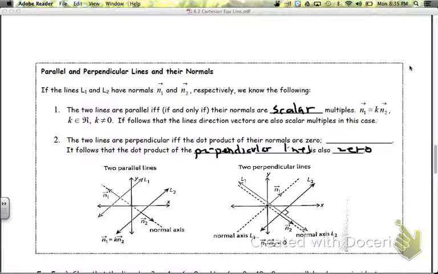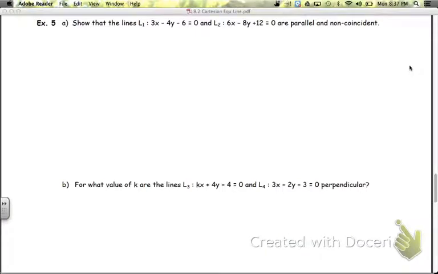It shows you here your two parallel lines, and our two perpendicular lines. You notice that we have our line 1 and our line 2 that are parallel, and our normal that is running through them. Here we have our lines perpendicular to one another, as well as our normal axes perpendicular to one another. So using the above information, for example 5, we have two parts.